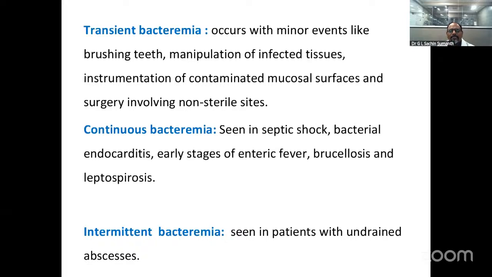Transient bacteremia can be seen in minor events like brushing of the teeth, which can lead to entry of bacteria into the circulation, and also in manipulation of infected tissues and instrumentation of contaminated mucosal surfaces during surgery. Continuous bacteremia is seen in septic shock, bacterial endocarditis, early stage enteric fever, brucellosis, and leptospirosis, where bacteria are continuously shed into the circulatory system. Intermittent bacteremia is seen in patients with undrained abscesses, where the bacteria are shed intermittently into the circulatory system.